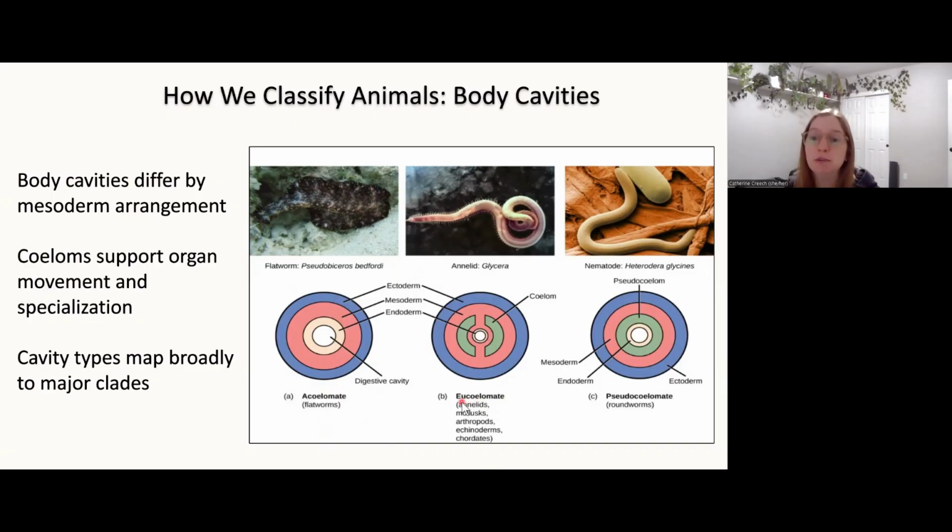Now we're going to talk about things with an actual coelom. If you put U in front of it, it means true. So this is a true coelomate. This is going to be pretty much everybody. We have annelids, which are worms, mollusks, arthropods, echinoderms, which are starfish or sea stars, and then chordates, which are us. So we have a true body cavity.